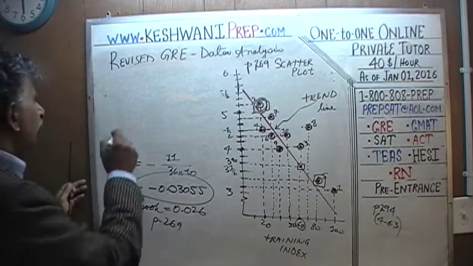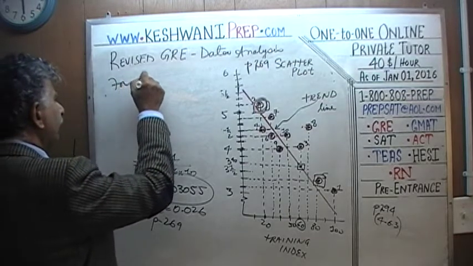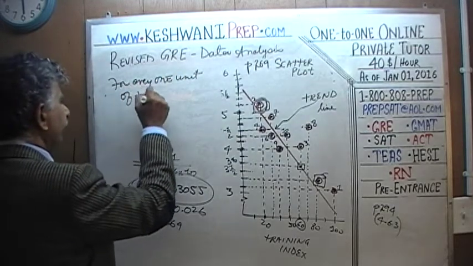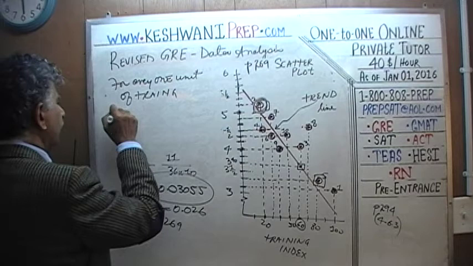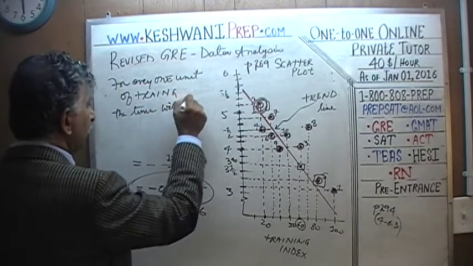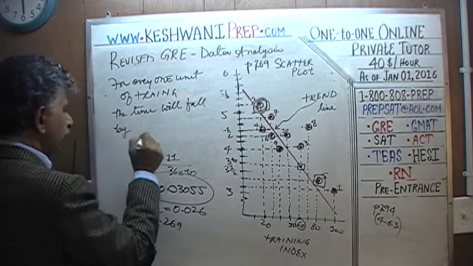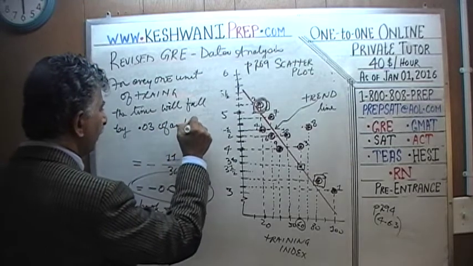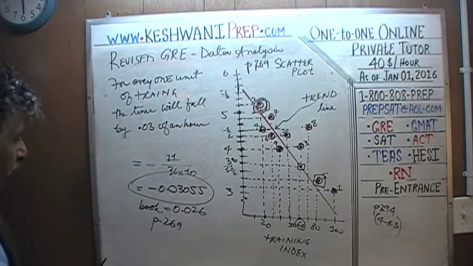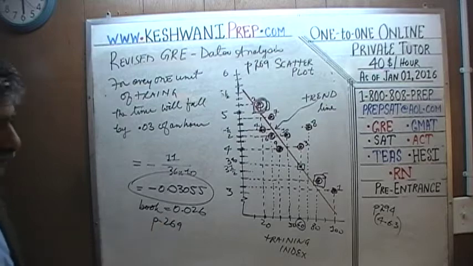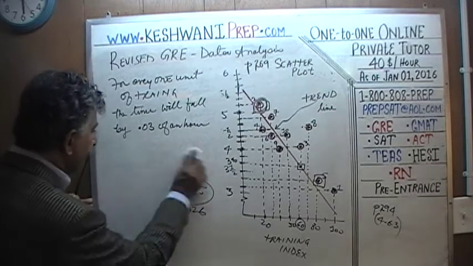What this tells us is that for every 1 unit of training, the finishing time will fall by 0.03 of an hour. Let's see what we can do with it, okay? I'm going to erase the thing. We are done with all this. This is what we arrive at. According to the book, it is 0.026. Ours is 0.03 because of the way we plotted it there.